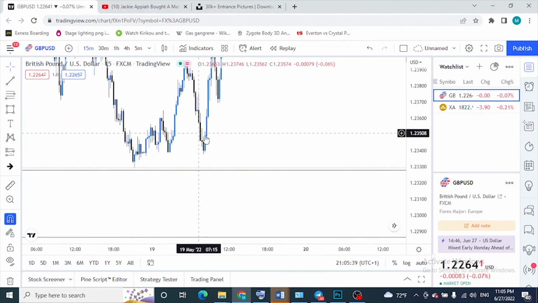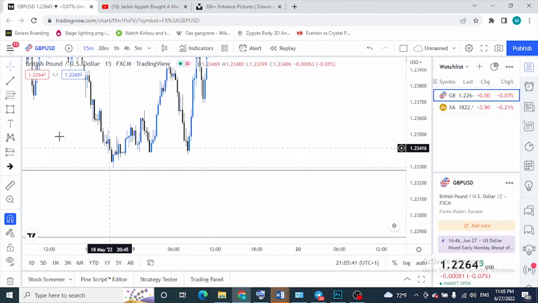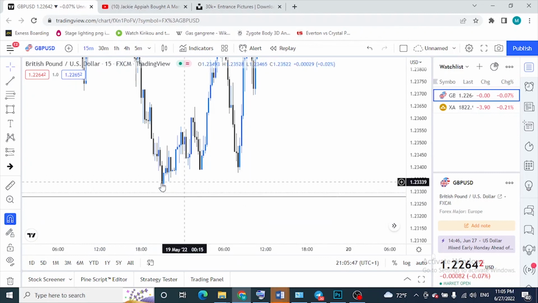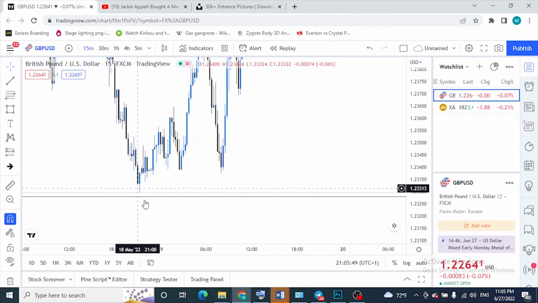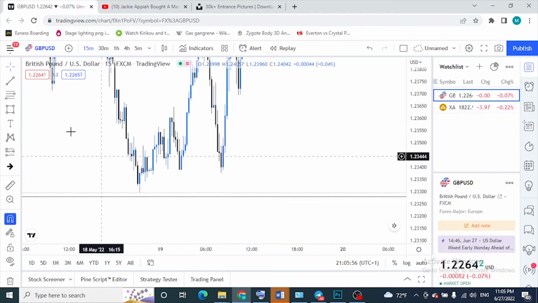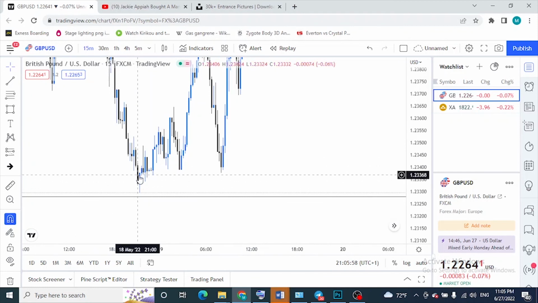So here the setup wasn't as clean, the two wicks weren't as clean, but I would have seen it. These were two wicks which closed above my 62 level. I would have literally taken this buy, but my next reason for also taking this buy was this 15-minute order block. Price tapped right into it.